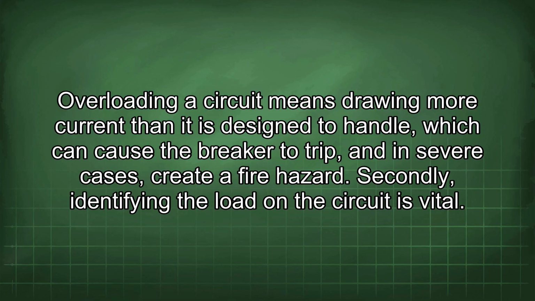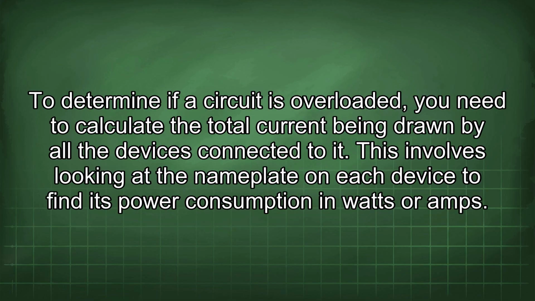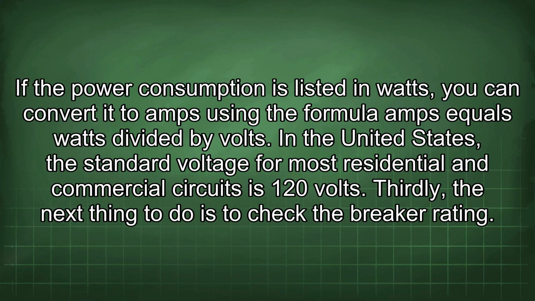Secondly, identifying the load on the circuit is vital. To determine if a circuit is overloaded, you need to calculate the total current being drawn by all the devices connected to it. This involves looking at the nameplate on each device to find its power consumption in watts or amps. If the power consumption is listed in watts, you can convert it to amps using the formula amps equals watts divided by volts. In the United States, the standard voltage for most residential and commercial circuits is 120 volts.